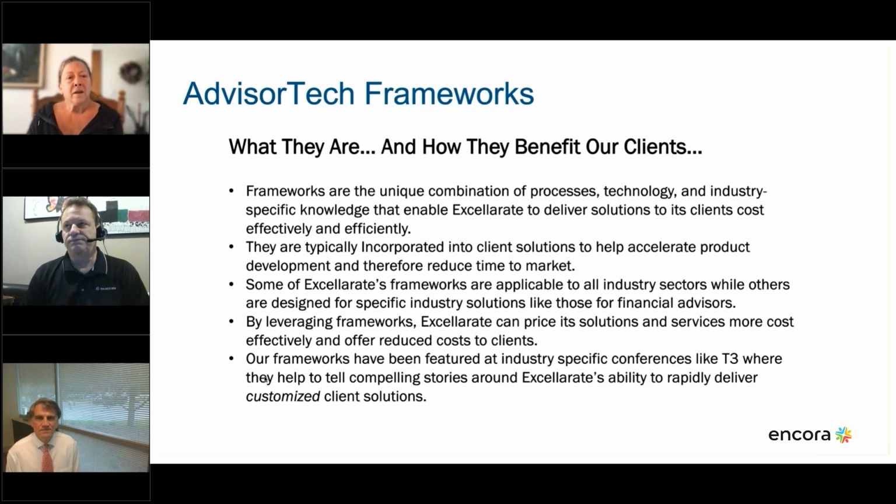Our frameworks are going to be featured in the upcoming T3 conference that Joe mentioned. They've been featured before at another conference, but they really tell a very compelling story around Accelerate's ability to use our application design and development capabilities and rapidly deliver customized client solutions.